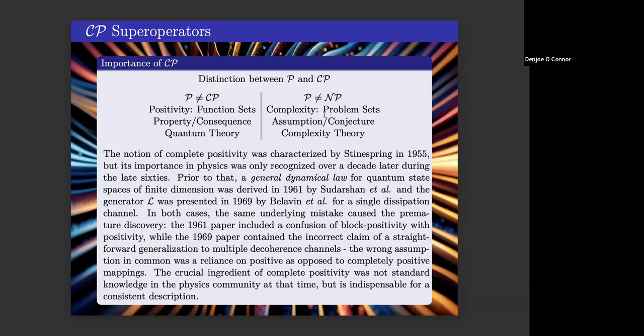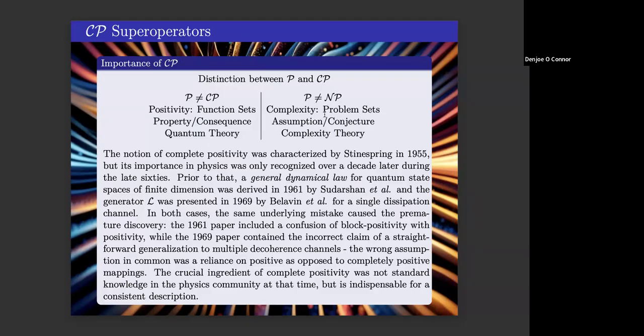And so there's a nice history: although the notion of complete positivity was already characterized by Stinespring in 1955, physicists didn't take notice. It was completely unknown. And so people tried to find general dynamical laws, like how do quantum states evolve, but they didn't know about this complete positivity that I introduced in the previous slide. And so they looked just at positivity. And as I said, this is not enough because there are maps that are positive on the subsystem, but not positive on the whole system.